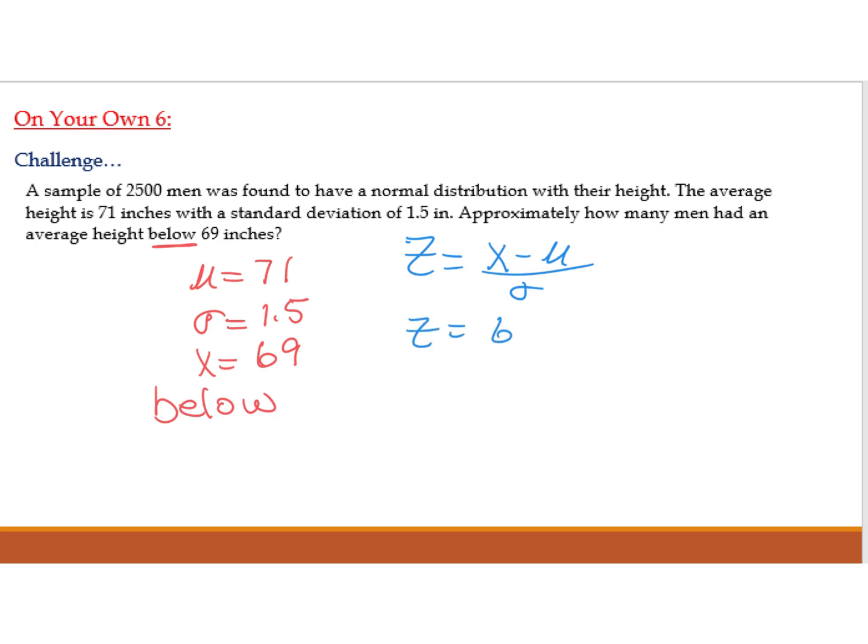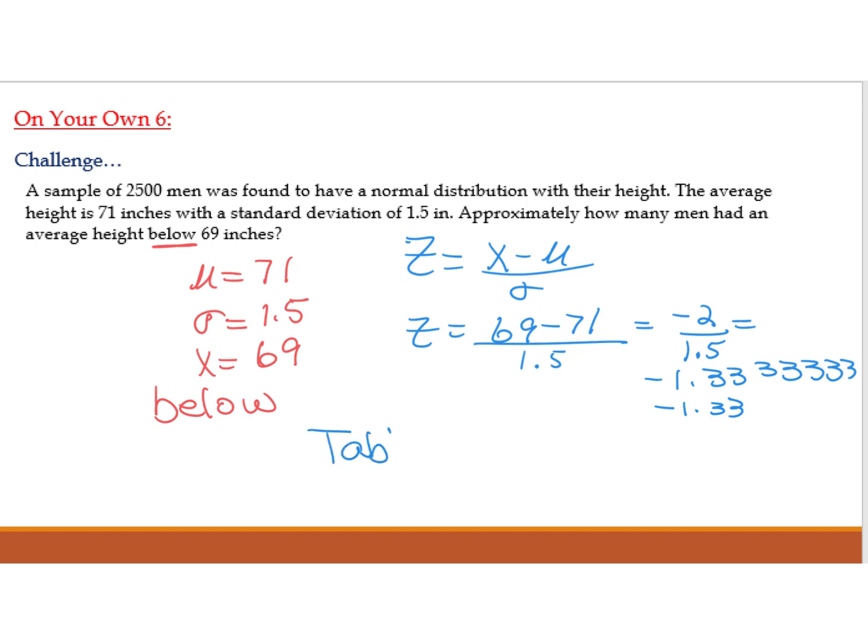Z is going to be 69 minus 71 over the standard deviation of 1.5. When I simplify this, I get negative 2 divided by 1.5. And that gives me negative 1.333 repeating. Remember that your z-score has to be hundredths, so that is going to be negative 1.33. So I'm going to go to my z-score table, and from my z-score table, I'm going to look up z equal negative 1.33.